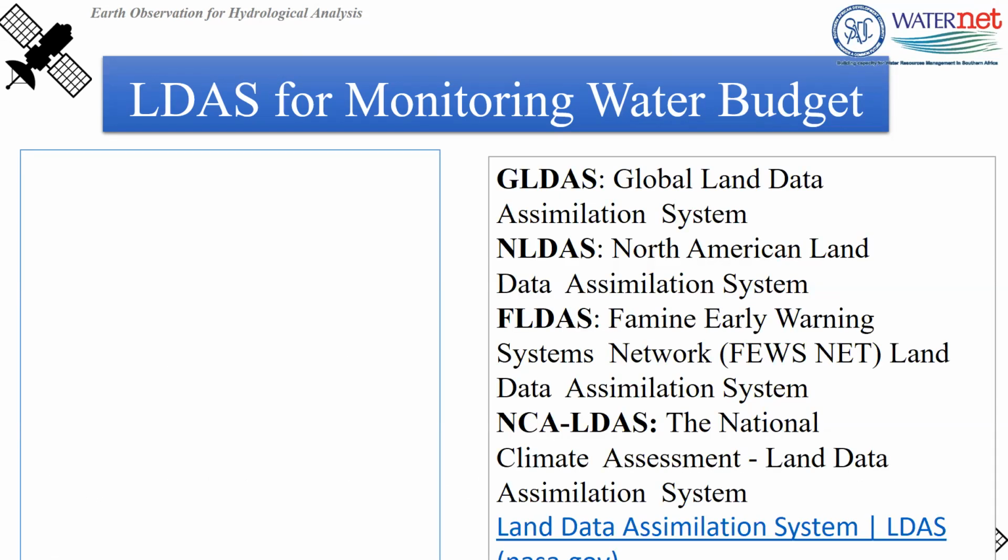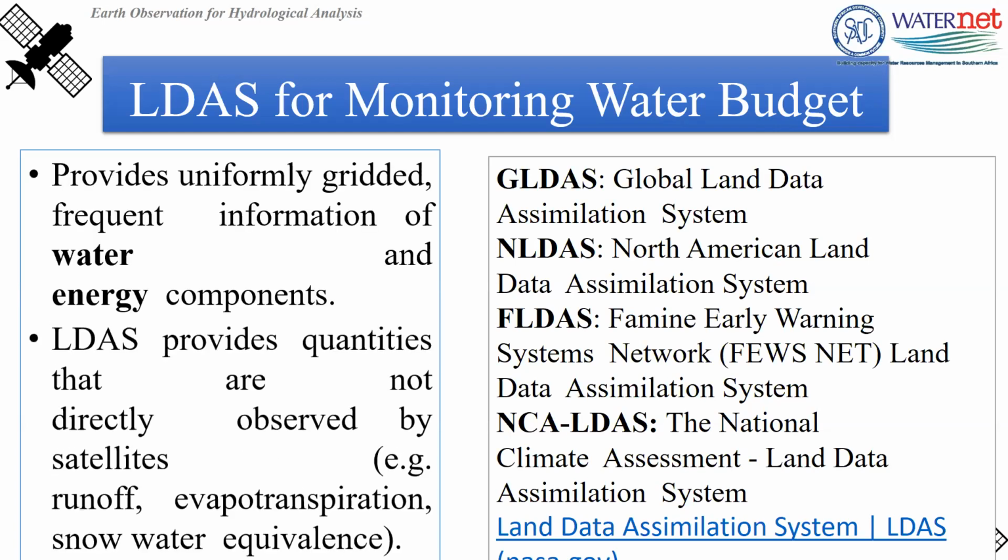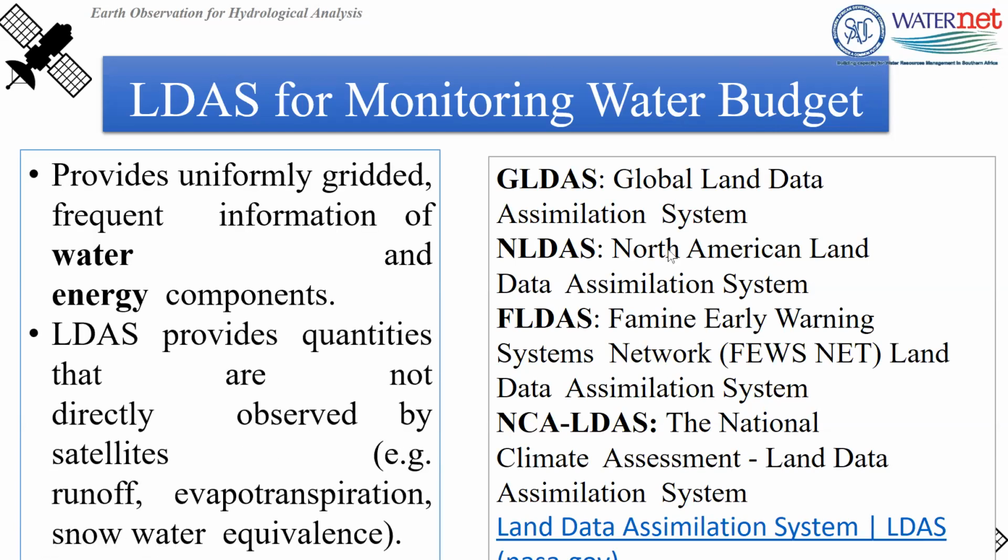We have a number of databases in it. We have the Global Land Data Assimilation System, GLDAS, and we have the North American Land Data Assimilation System. We have the Famine Early Warning System, which is a FEWS NET system. And we have the NCA LDAS, the National Climate Assessment Land Data Assimilation System. All of these are actually available on this website.